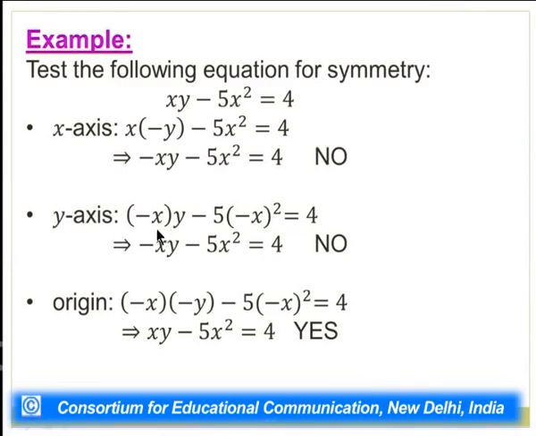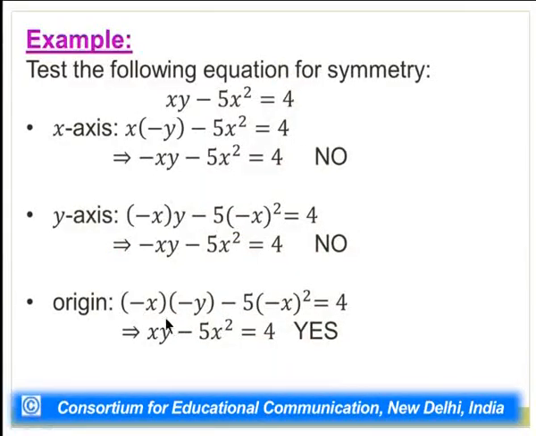So if we do that, we're going to get minus x times y minus 5 times minus x the whole square is equal to 4. And this in turn implies that minus x times y minus 5 times x square is equal to 4. And again here we are left with an equation which is not the same as the original equation. So here again we will not have symmetry about the y-axis.